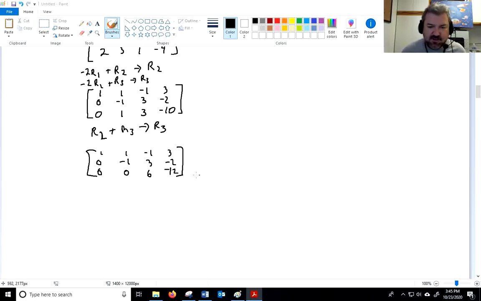So I'm going to get a 1 where the 6 is, so I'm simply going to divide row 3 by 6 and store it in row 3. So 1, 1, negative 1, 3. 0, negative 1, 3, negative 2. 0, 0, 1, negative 2.